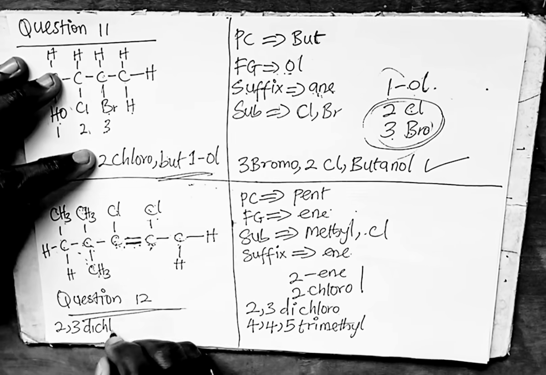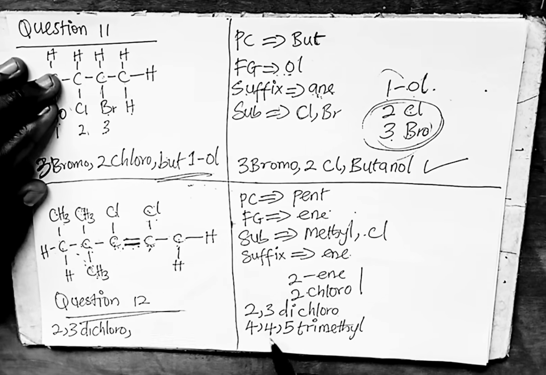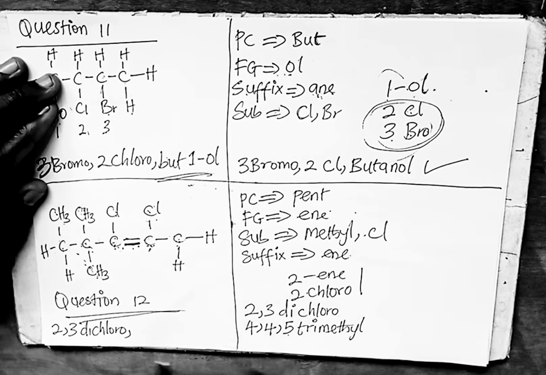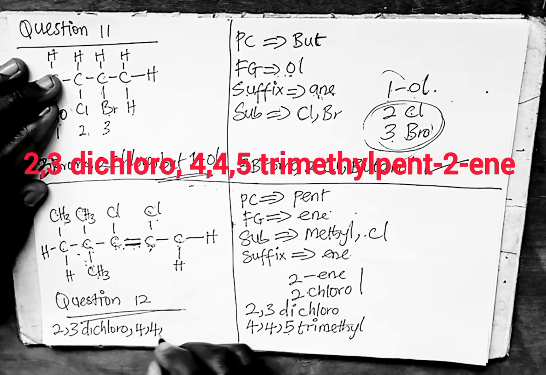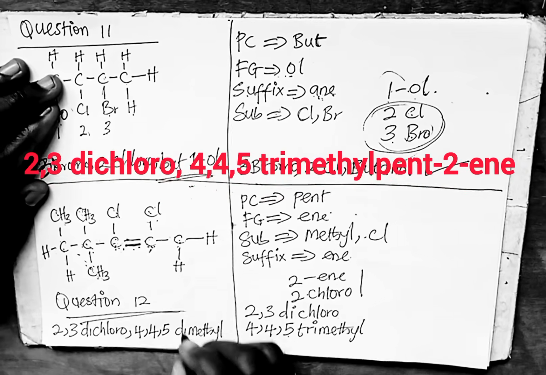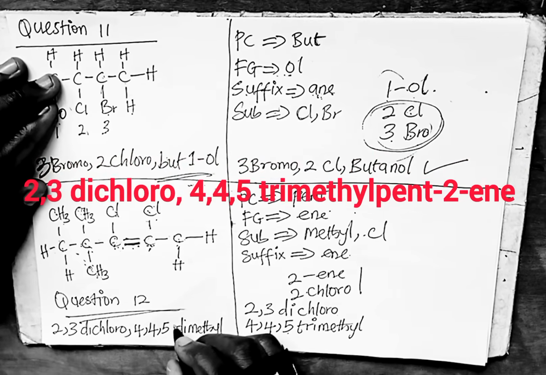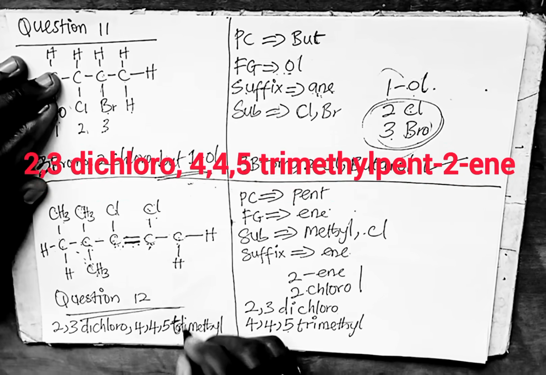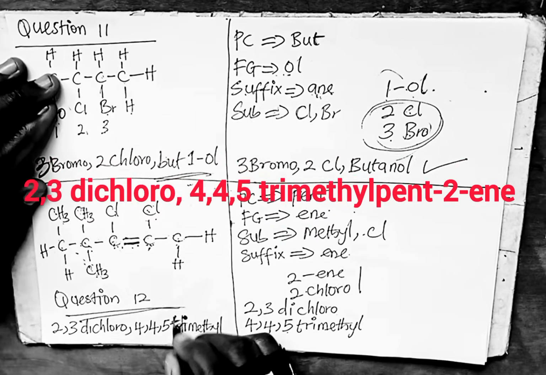2,3-dichloro, comma, 4,4,5, 4,4,5 dimethyl. Is it dimethyl or trimethyl? Sorry. Trimethyl. Tri means 3, di means 2.